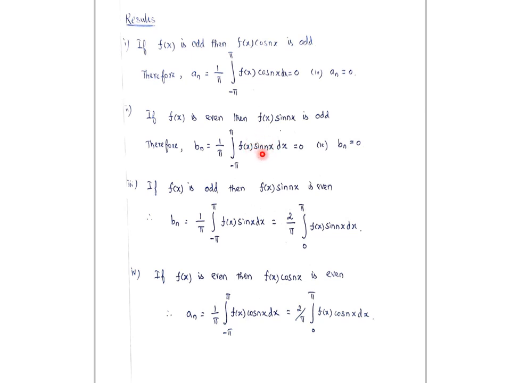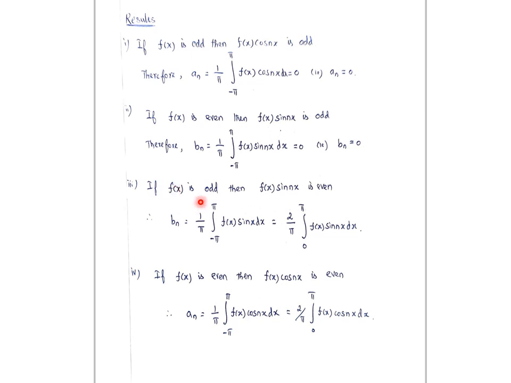Therefore, the whole integrand f of x sin nx will be an odd function, and in this case also, the whole integral will become 0. So if the given function f of x is an even function, then the Fourier coefficient Bn will become 0. We can identify that Bn is equal to 0 without calculating this integral part.